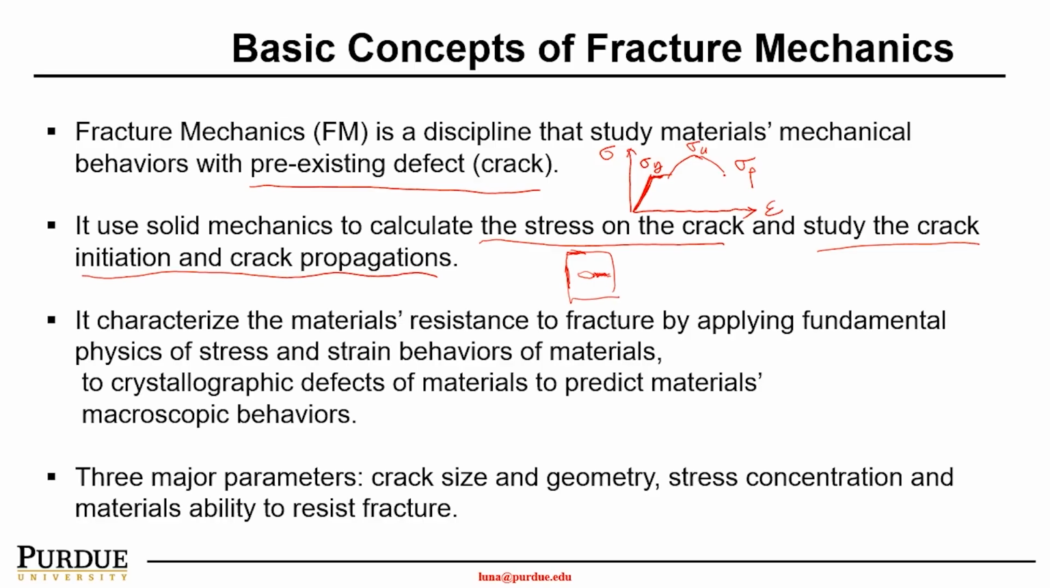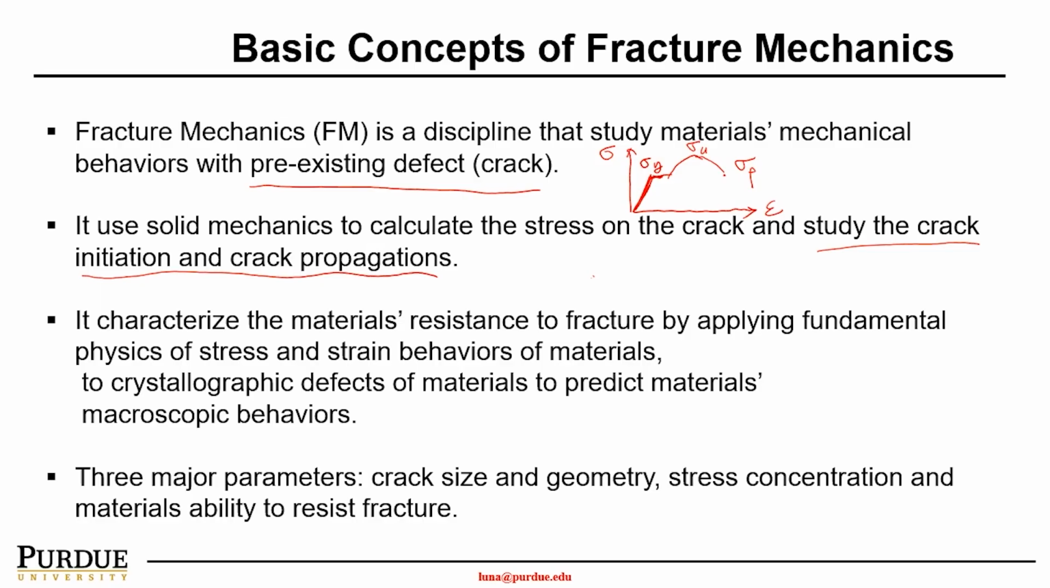Fracture mechanics is really to characterize the material's resistance to fracture by applying the fundamental physics of stress and strain behavior of material, and to understand the crystallographic defects of material to predict the material's microscopic behaviors. There are three major parameters we need to consider. One is crack size and geometry.